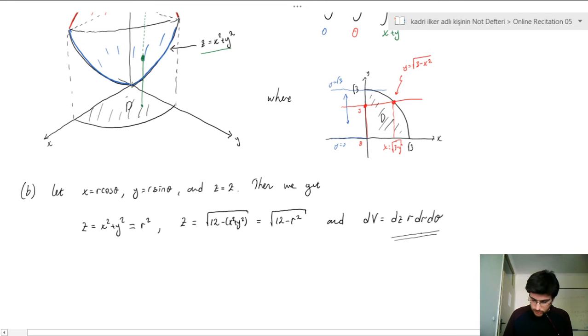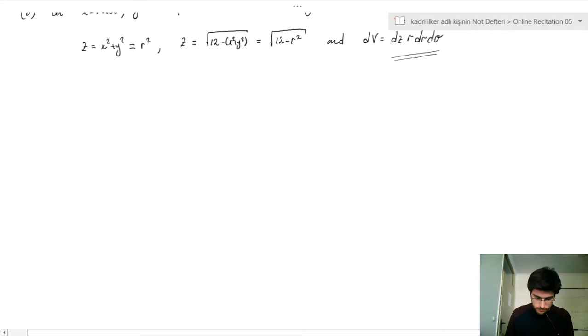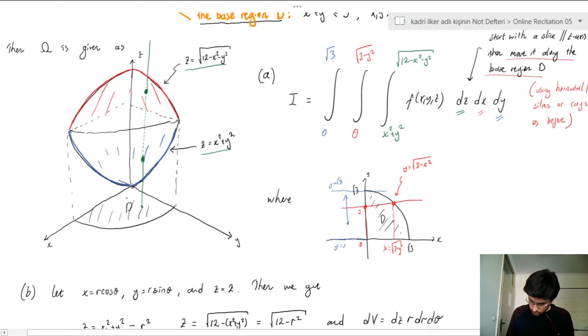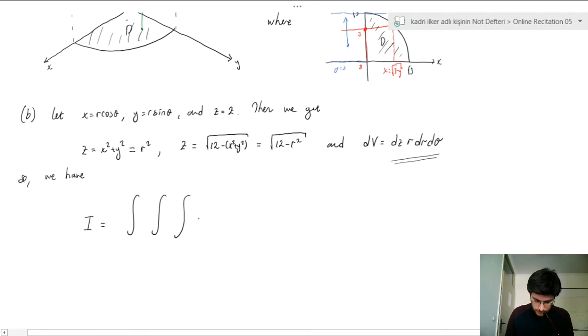Okay, so let's see what we have. So our integral, we try to write down the iteration. We have some integrand over here. We don't know what it is, and we don't care actually. But now, since we just replace x, y, z with those expressions, of course, f now turns out to be a function that depends on r, theta, and z. Now we have the dz, r, dr, d theta order.